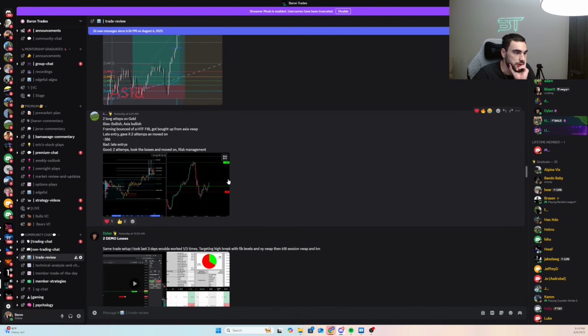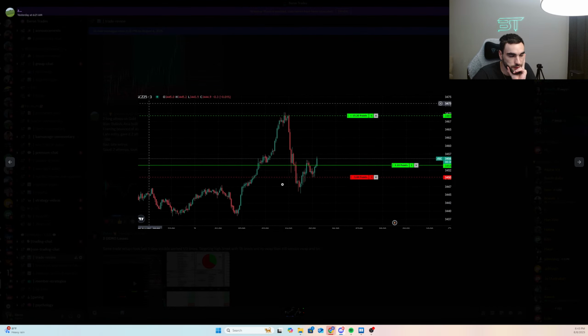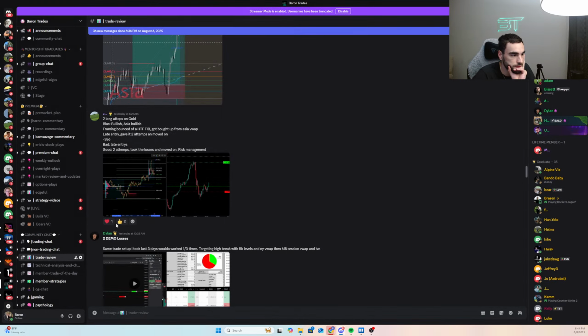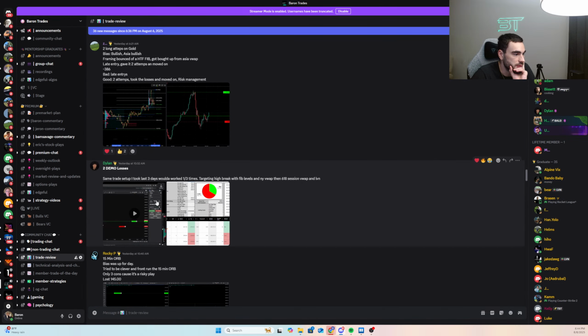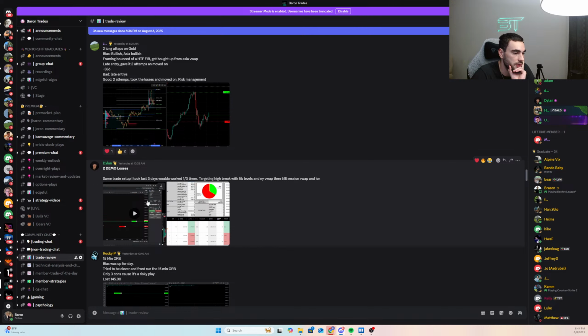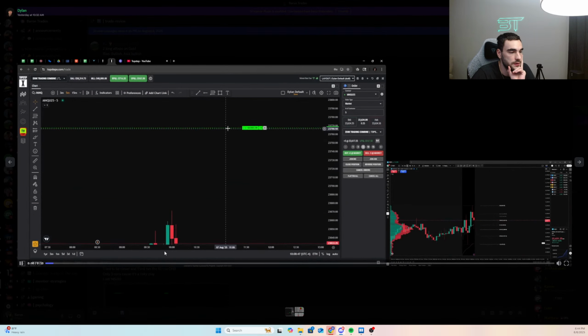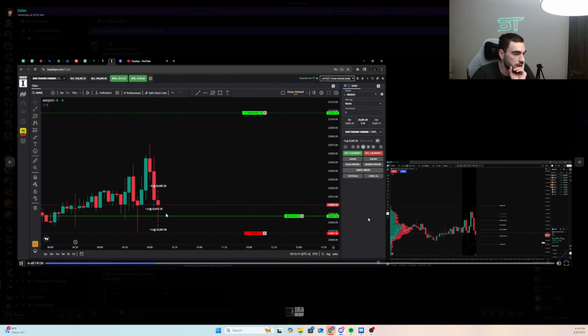Yeah, let's see the trade. Okay. I would prefer to get in down here. This looks like a 618 to me from this low to this high. Good risk management on that. 2 demo losses, same trade setup I took the last 3 days, but it worked 1 out of 3 times. Targeting high break with fib levels and New York VWAP, then 618 session VWAP in low volume node. Okay, got stopped on that.